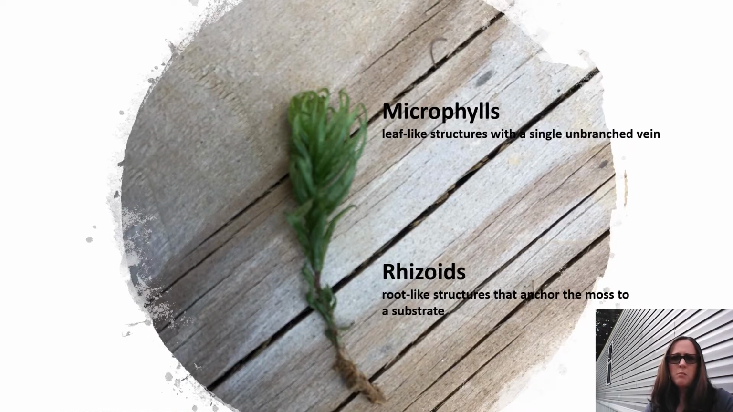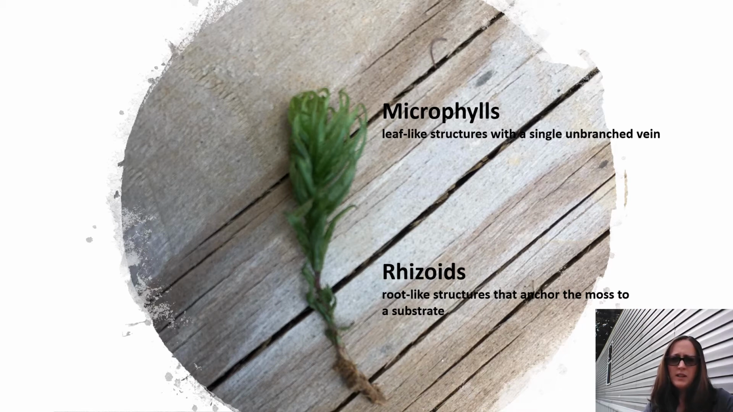Instead of leaves, moss have microphylla, which are leaf-like structures that contain chlorophyll. And with the aid of the chlorophyll, solar energy is combined with carbon dioxide and water to produce glucose to be used as the moss's food.